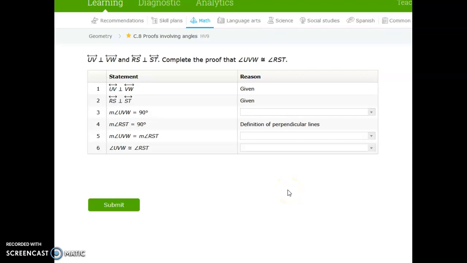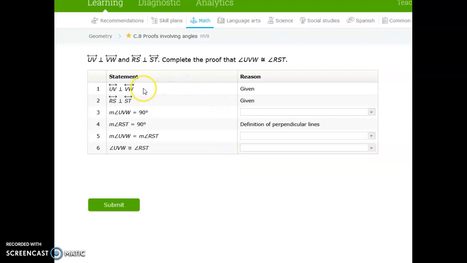Here is another example from IXL C8, proofs involving angles. Let's take a look. This one says the line UV is perpendicular to VW and RS is perpendicular to ST. Complete the proof that angle UVW is congruent to angle RST. Okay, so we've got a proof here and we've got three blank reasons that we need to fill in.